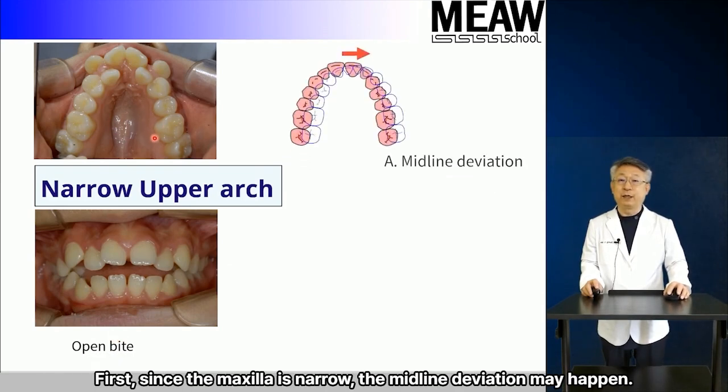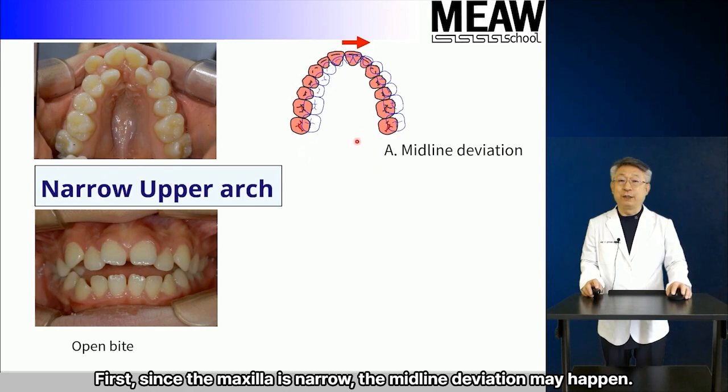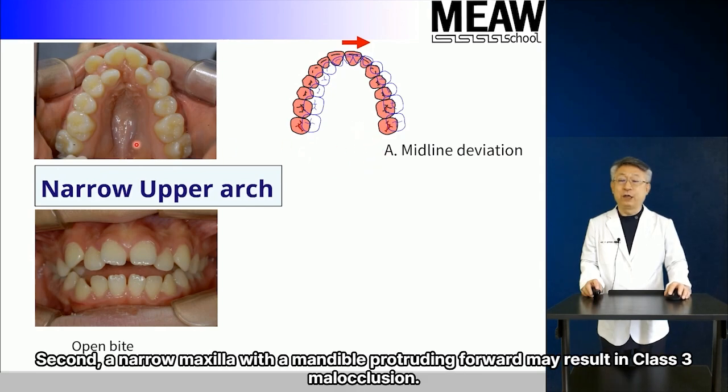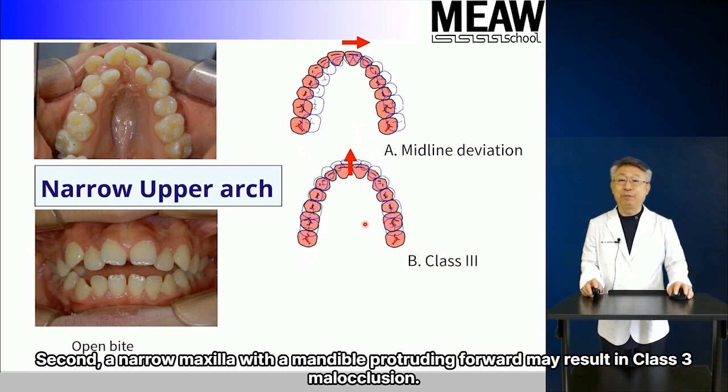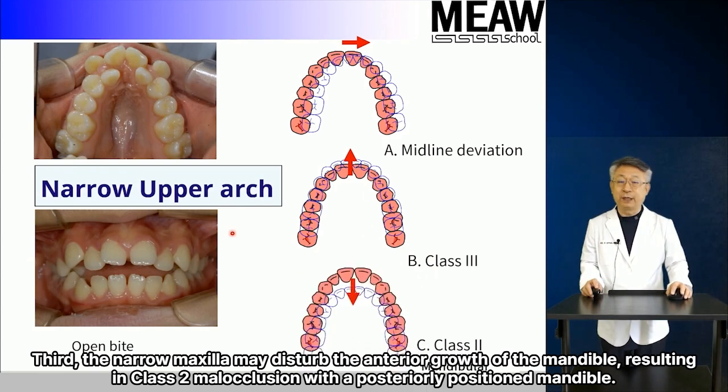Narrow maxillary dental arch is associated with open bite, causing 3 possible results. First, since the maxilla is narrow, the midline deviation may happen. Second, a narrow maxilla with a mandible protruding forward may result in class 3 malocclusion. Third, the narrow maxilla may disturb the anterior growth of the mandible, resulting in class 2 malocclusion with a posteriorly positioned mandible.